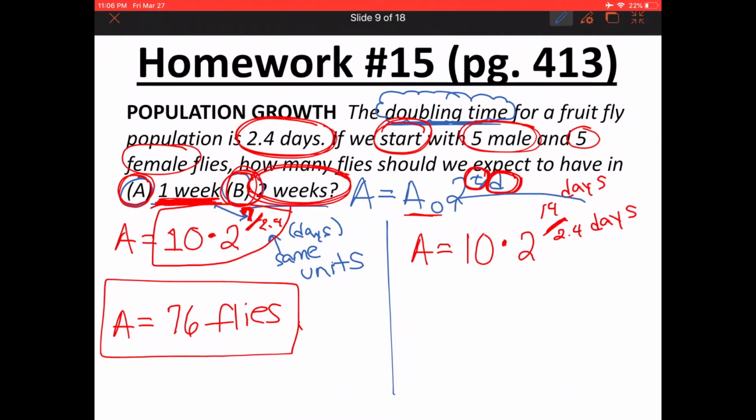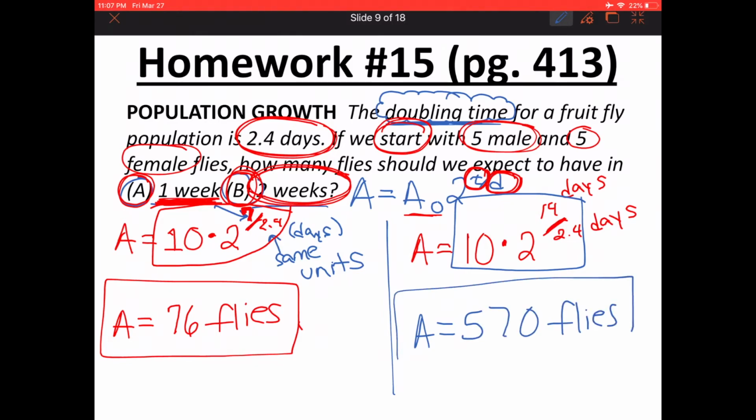So you want to make sure you keep those units the same. Now we can go ahead and enter this into the calculator. And after 2 weeks, I end up with 570 flies. And notice how quickly that grew. I went from 10 flies to 76 flies in a week and 570 flies in 2 weeks. And that's the whole idea behind exponential equations, that it grows very, very quickly.